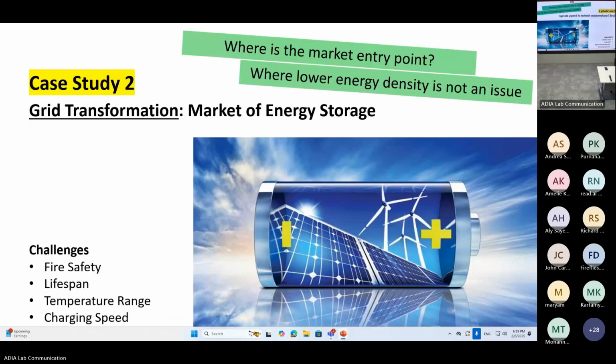The second example is what we are doing right now at Halifax University. It is the same battery technology, looking at applications in the grid and power grid transformation, to make the market of energy storage. The problem is fire safety. There are so many fire incidents. You have to pay attention to it. Lifespan of batteries is not enough. Solar can last 20 years, even 25 years, but for batteries, no more than 3 or 4 years. For the temperature range in colder regions, you need heating elements, and also charging speed, which we also want to be fast.